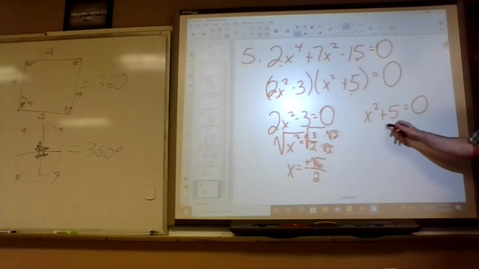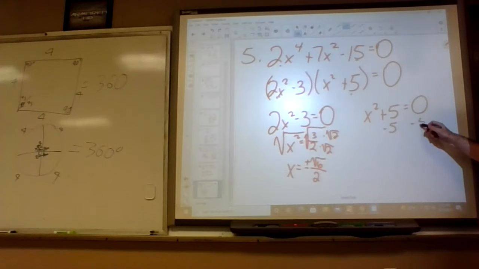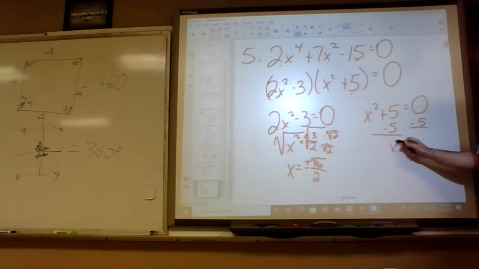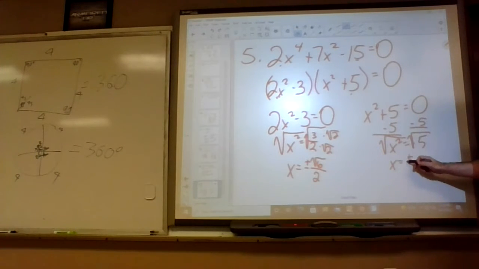And then on this one, that's a little bit easier. Subtract the 5. X squared equals negative 5. And then you take the square root, so x equals plus or minus i times the square root of 5. That's pretty cool.